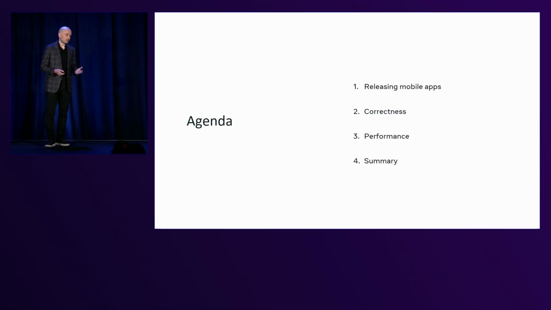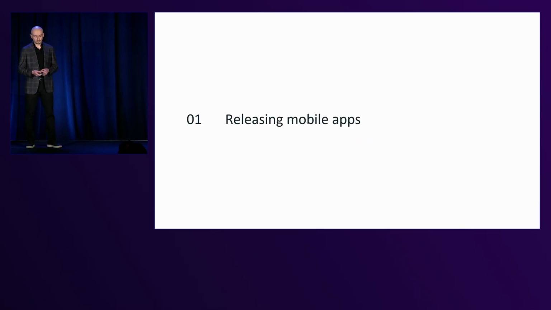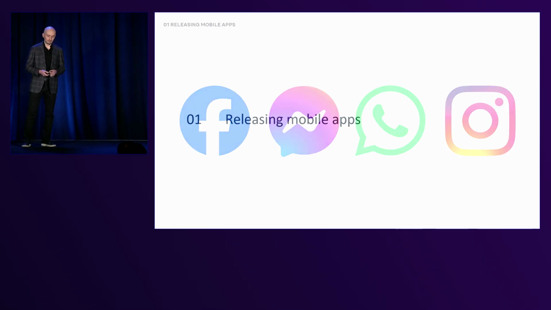I'm going to start briefly by talking about the release process of mobile applications in Meta. Then I'm going to talk about two areas where we find device testing especially useful, which is correctness and performance. And I'm going to close with a short summary: why do I believe device testing is important and how AWS Device Farm enables us in doing so? But let's start with releasing mobile applications in Meta.